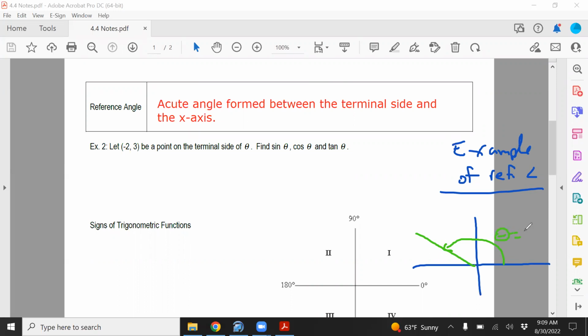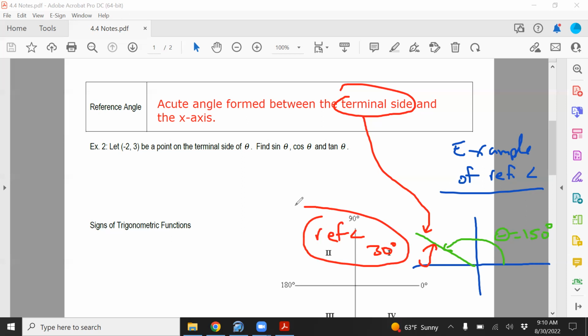So theta equals 150 degrees. Now here's the question. If I were to form an acute angle, and this is the terminal side, by the way. The terminal side is right there. If I were to form an acute angle less than 90 between the terminal side and the x-axis, what would that be? What would be the measured angle between the terminal side and the x-axis? 30. It'd be 30 degrees. So my reference angle would be 30 degrees. The bottom line is the reference angle is the shortest possible distance you can get to the x-axis.